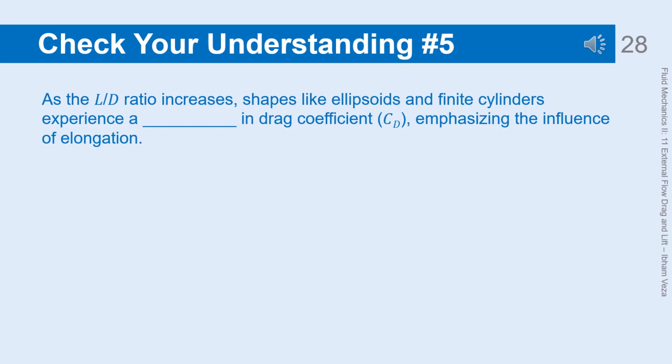Check your understanding. Number 5. This question reinforces that increasing the L/D ratio reduces the drag coefficient. Elongating the shape allows the flow to follow the surface contour more easily. As a result, flow separation is delayed and the wake becomes smaller. This directly reduces pressure drag. This concept is a fundamental principle in streamlined shape design.